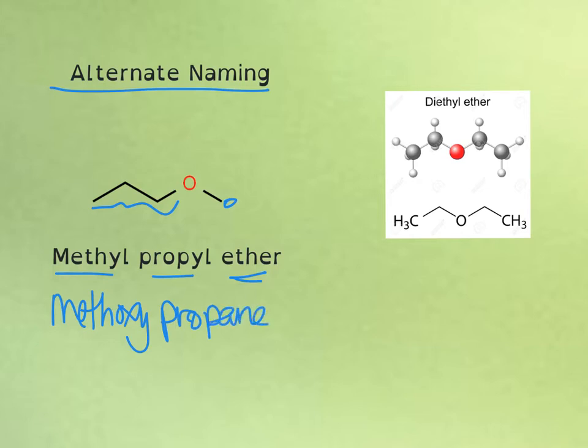And then over here we have diethyl ether because you have a 2 carbon chain on both sides. So that would be also known as ethoxy ethane, or ethyl ether. Okay? So just be aware if you see things with an ether tagged onto it, it's just another way of naming it.